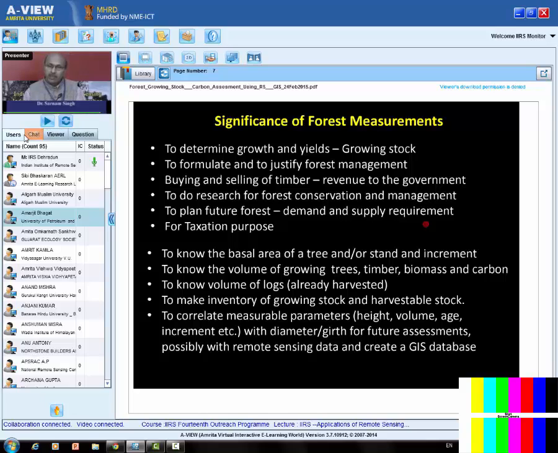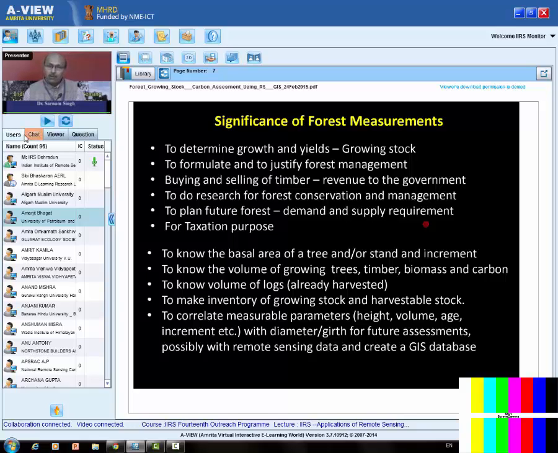This is from the management point of view, but scientifically we would like to know what is the basal area. That means for the forest or trees which are growing, what is the basal area, what is the stand, and what is the increment. That means annual growth in different forest types, or different species in different forest types. What is the annual growth we would like to know, because that will give me an idea how much will be produced in coming 20, 30 or 40 or 100 years. So that is a part of yield.